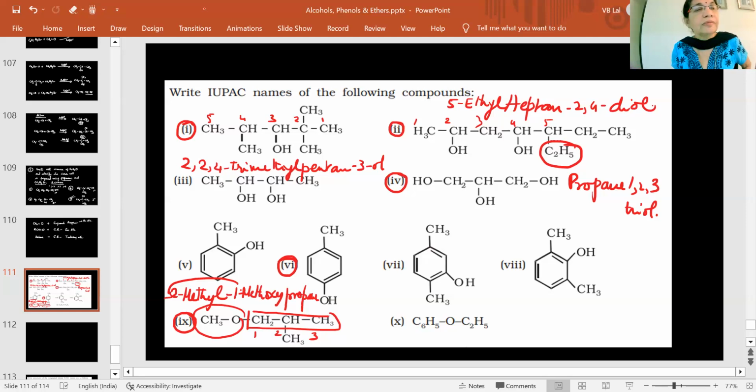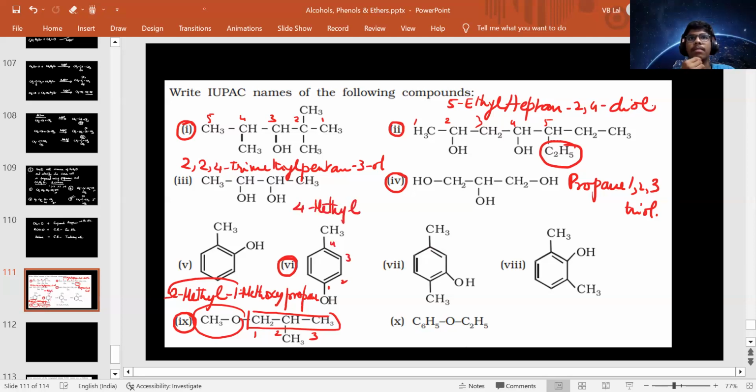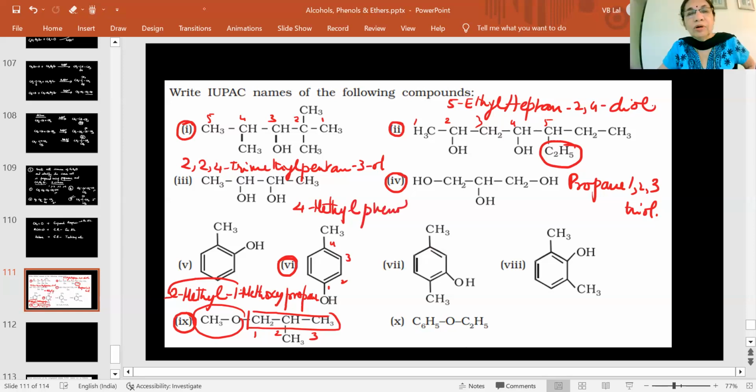Did you understand, Sai Kalyan? Yes, miss. Okay. Now the 6th one, Hariharan. Ma'am, 4-methyl phenol, ma'am. Yes. 1, 2, 3, 4. So you can call it 4-methyl phenol, or you can also call it paracresol. That's also correct. That's the common name, and this is IUPAC. So like that, you can name all of them.